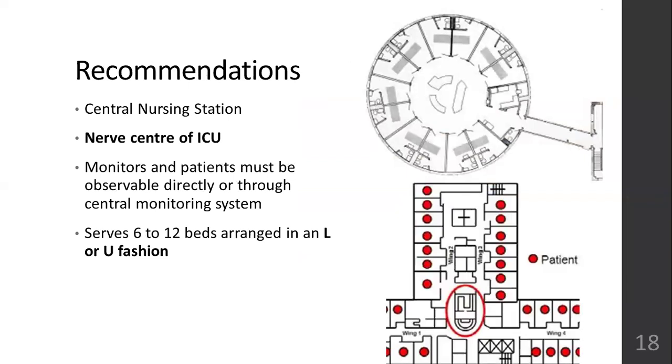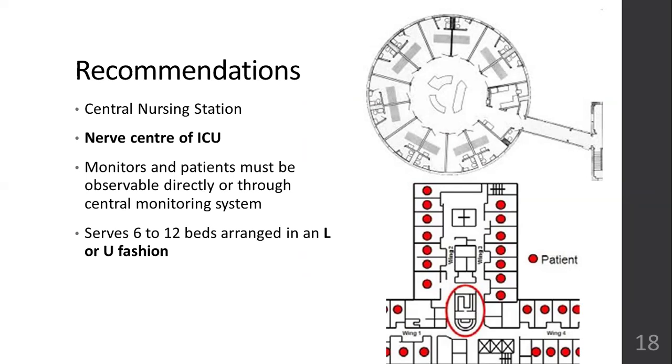Recommendations: central nursing station. This is the nerve center of the ICU. Monitors and patients must be observable directly through the central monitoring system. That is, when you stand in the nursing station, each and every patient's monitor should be visible to you. Whichever bed has patients, they will have monitors. It should be visible from the central nursing station.